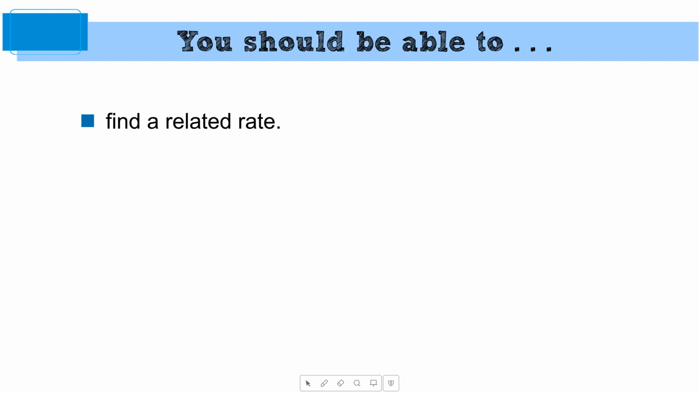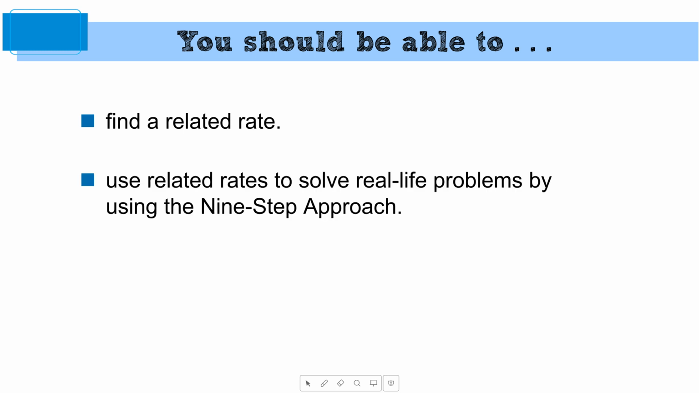Let's just get right after it. Hey, we're going to find a related rate. That's a rate that's related to something else. You're going to do that using a 9-step approach. And you should be able to reduce some of your stress. This will not reduce some of your stress. Sorry, it should say, find a different way to reduce some of your stress.